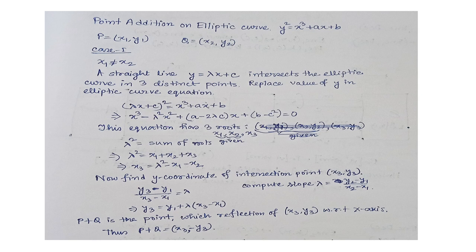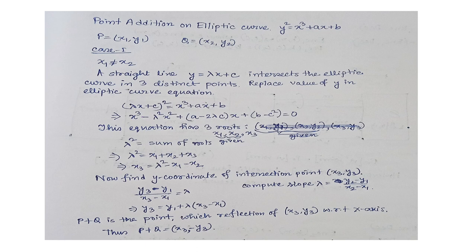So the straight line written as y equal to lambda x plus c intersects the elliptic curve in 3 distinct points. You replace the value of y in the elliptic curve equation, because we are talking about the intersection of 2 different graphs, one a straight line and the other the graph of this elliptic curve. So in the elliptic curve equation, in place of y you put lambda x plus c, and then you get this equation.